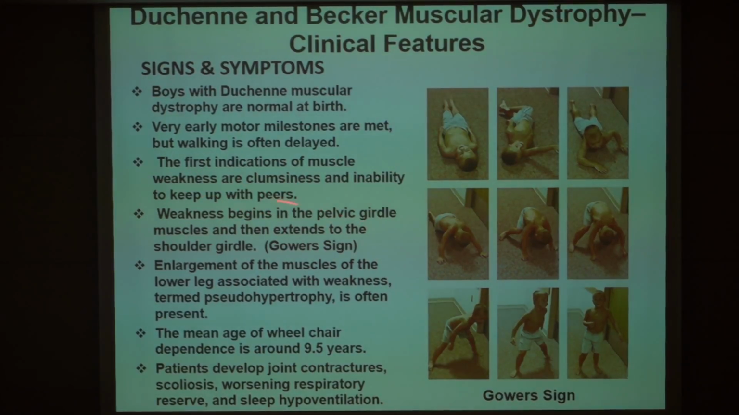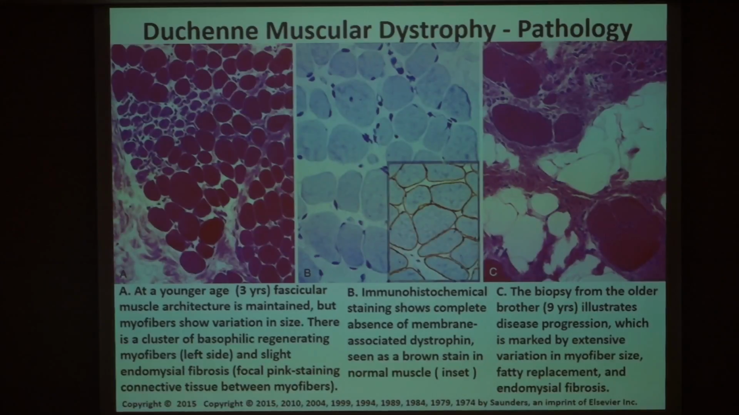The weakness begins in the pelvic girdle muscles and extends to the shoulder girdle, and the outer sign is simply the fact that when a child has this and has to get up, he or she will use the strength of their upper extremities and push up off their lower extremities in order to be able to stand up. And also you see in the child a pseudo-hypertrophy of the calves. The problem with Duchenne's is the mean age of wheelchair dependence is about 9.5 years, and these patients tend to die between the age of 25 and 30.